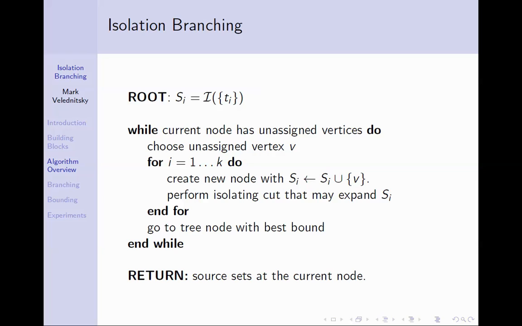And when we branch, it just means that we're going to take a vertex which is not assigned to any of the seed sets, and we're going to try assigning it to each of the seed sets. And once we've done that, we're going to continue in each of those new nodes in the branch and bound tree. We're going to continue using isolating cuts as much as possible, then branch all the way until we hit a leaf node.